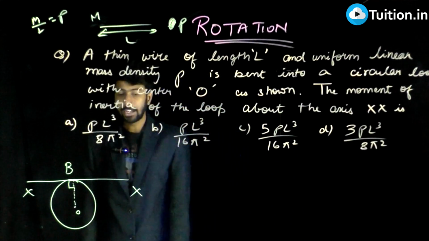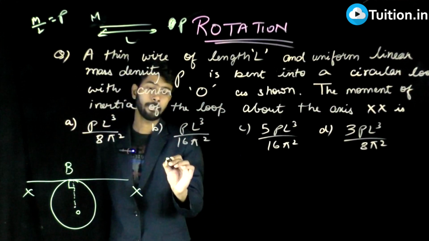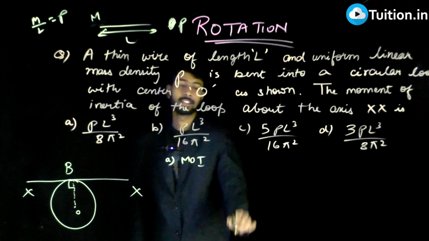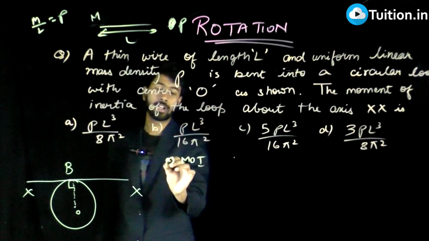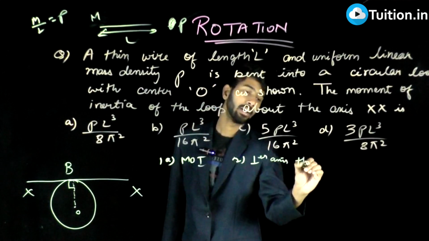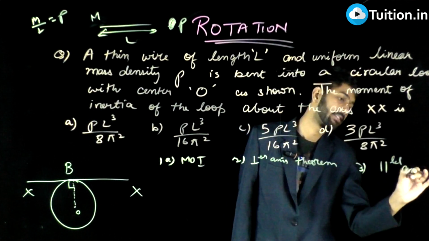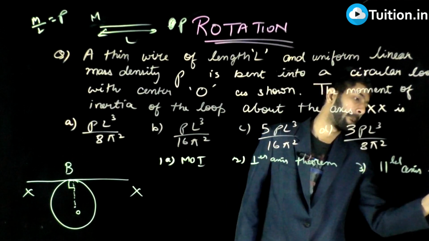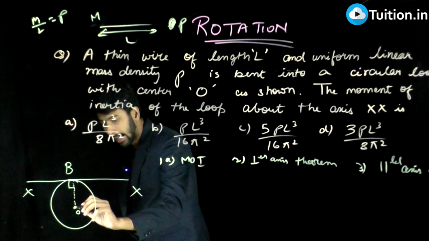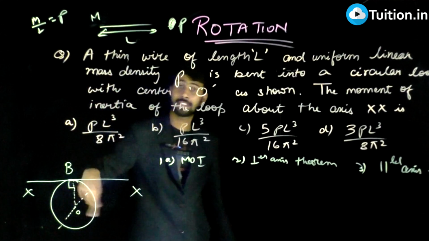I'll tell you what concepts are involved in this. First, the basic moment of inertia formula for a ring. The second concept is the perpendicular axis theorem, and the third is the parallel axis theorem. Let's see how. First, I'll take an axis passing through the center and perpendicular to the ring, because for that I know the formula.